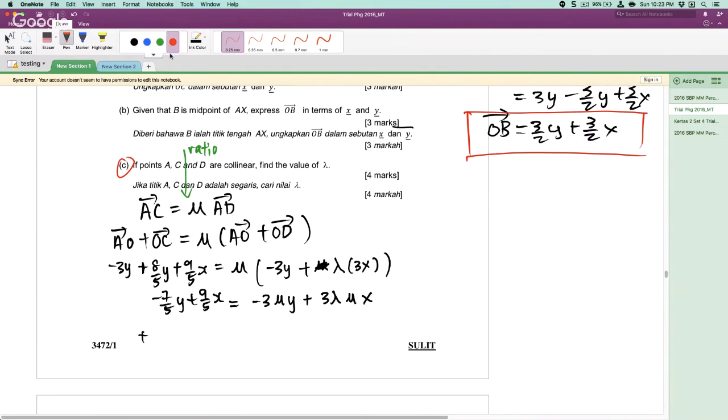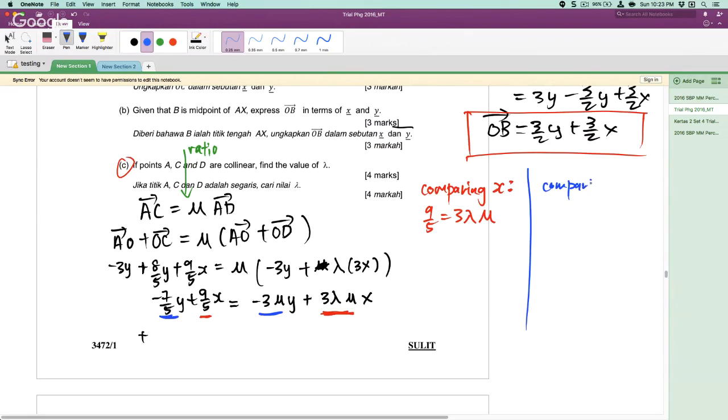Over here, you don't worry so much about all these unknowns. What you can do is compare the coefficient of x, meaning all the number beside x. When I compare the x, I get 9 over 5 equals 3 lambda mu. Then I do the same thing to compare y. Comparing y, I get negative 7 over 5 equals negative 3 mu.